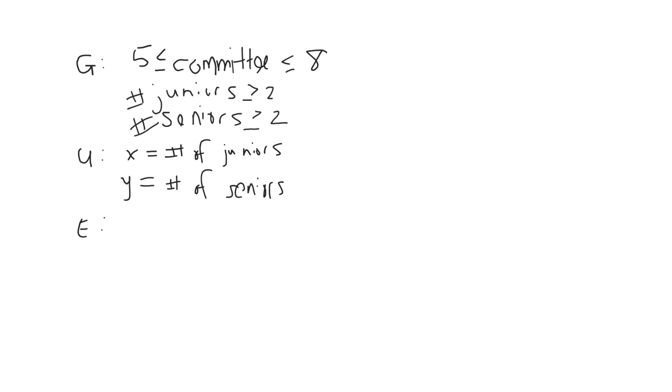So the committee has to be at least 5, but less than 8. So that's 2 separate pieces. So we know that the number of juniors added with the number of seniors has to be more than or equal to 5. We also know that the committee has to add up to something that's less than or equal to 8. So those are 2 inequalities.